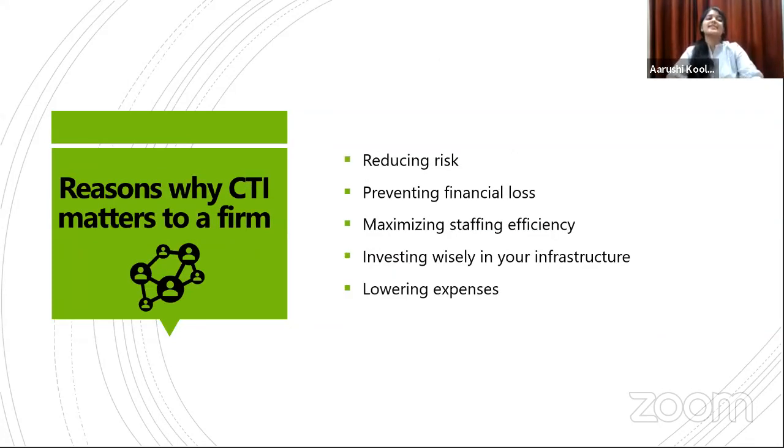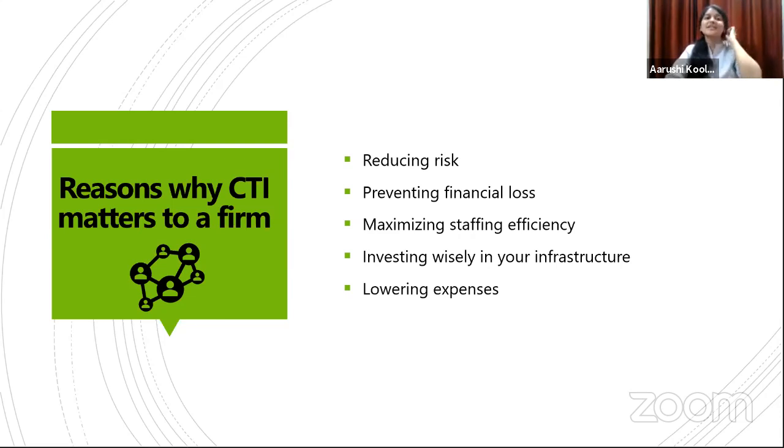So, reasons why CTI matters to a firm. Every firm needs CTI, right? So, reducing the risk. Of course, we reduce the risk to a large extent, because again, 100% security is a myth. It is not possible, as 100% efficiency is a myth. But if we reduce the risks to the minimum, we can save a lot of money.